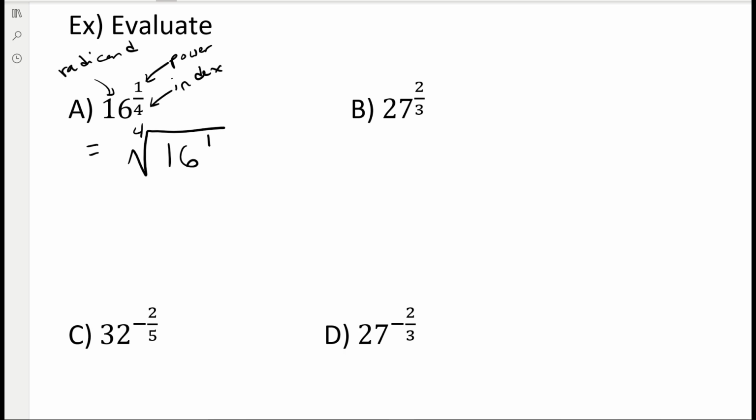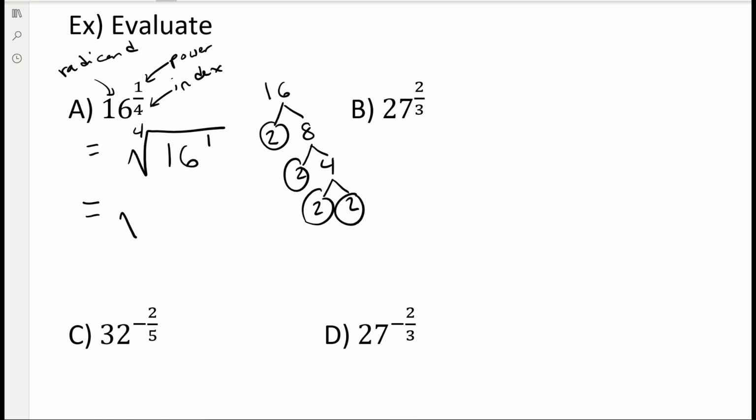So what number, if I multiply it by itself 4 times, gives you 16? Well, if I break 16 down, 16 is 2 times 8, 8 is 2 times 4, and 4 is 2 times 2, and lo and behold, I got 4 2's. So I can write this out as the 4th root of 2 to the 4th power. And now that these match, I can cancel out, so I got an answer of 2.